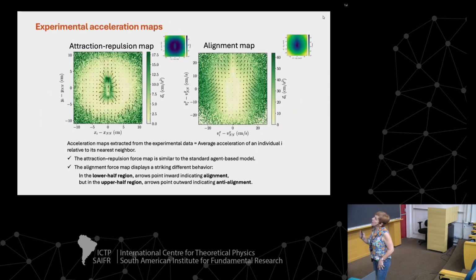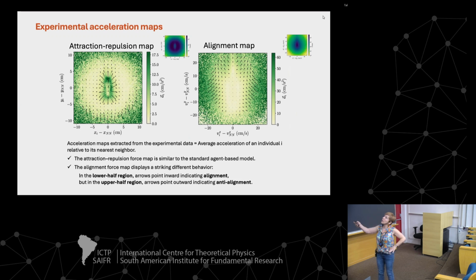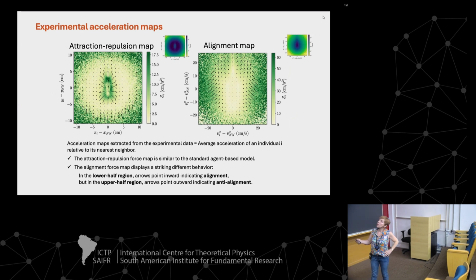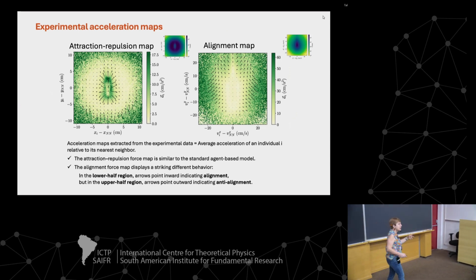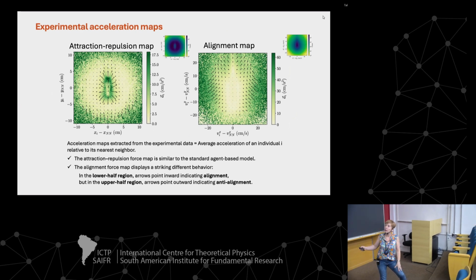Okay? And that's now the comparison with the experiment. So this is the experimental acceleration or force maps that we see in our experiments and that you have to compare with what you get in the standard model. For the attraction repulsion, apart from the ellipsoidal shape that you see here, because the fish are elongated, we know that they are not round, we see a similar thing, no? Repulsion at short distances, neutral in the middle, and attractive arrows, noisy but attractive, towards the center, which is not what we were expecting. So fish, according to this interpretation in terms of effective forces, are exerting mutual attractive or repulsive forces depending on the relative position.